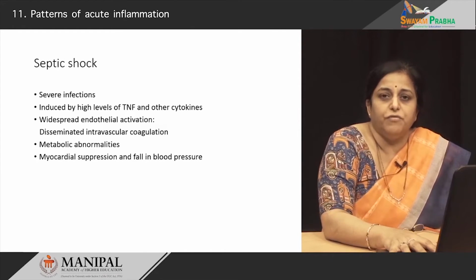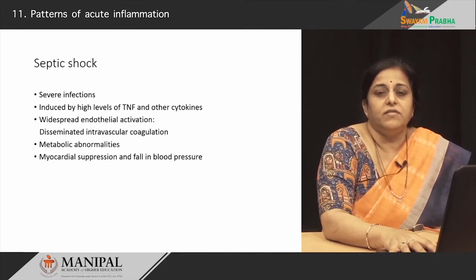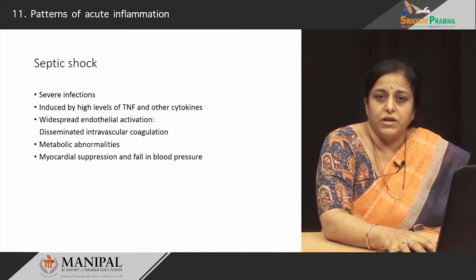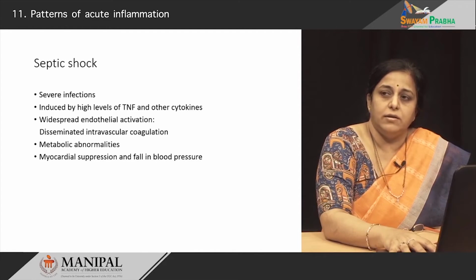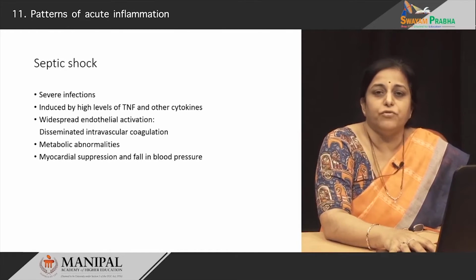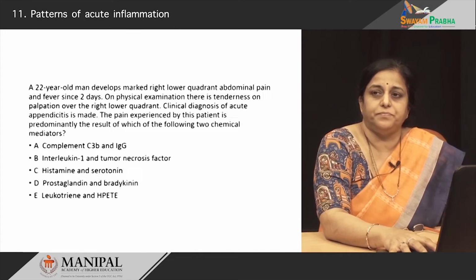So, what are the pathological effects that occur because of cytokines? They result in widespread endothelial activation. When there is widespread endothelial activation, there is platelet aggregation and thrombosis. So, disseminated intravascular coagulation can occur as a complication of infection because of massive amounts of release of cytokines. In addition, there are certain metabolic abnormalities like insulin resistance, and also these interleukins and TNF can suppress the myocardium. So, one can have a fall in the blood pressure because of the myocardial suppression.